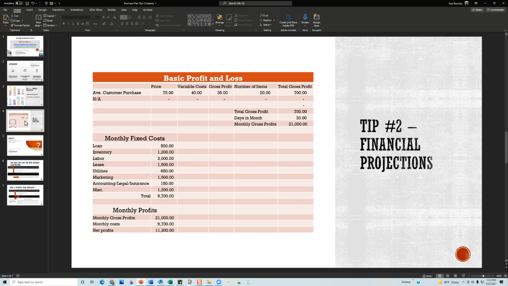And if you're able to exceed that, fantastic. Then the next year you're going to go ahead and make some changes. You're going to up your amounts. You might up your customers per day, or you might lower your variable costs, whatever the changes are. All right, so let's go right into tip number 2 for the financial projections.